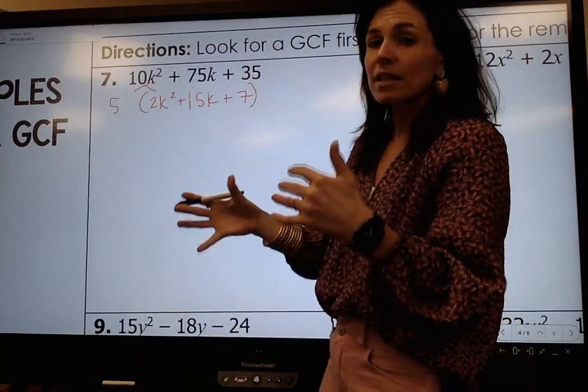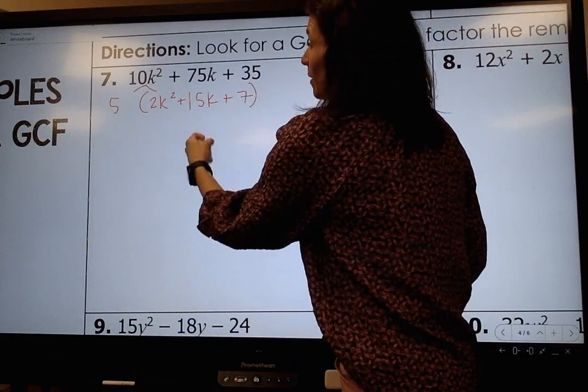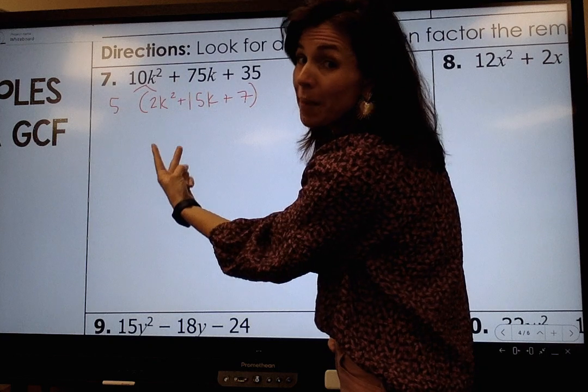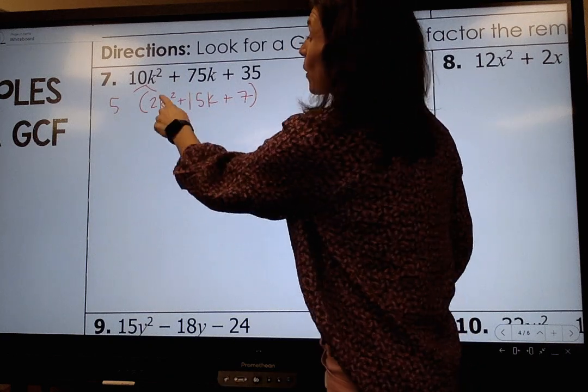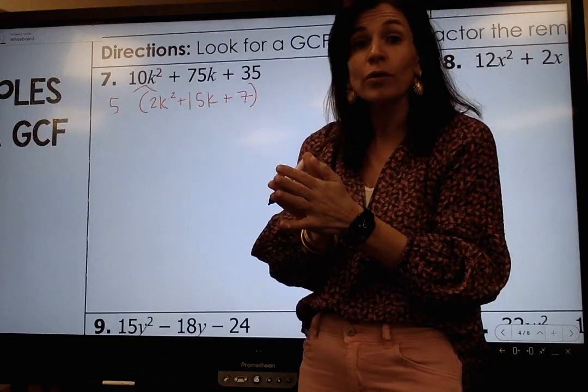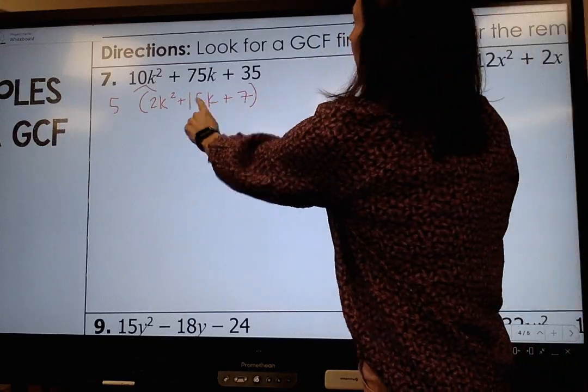But I can't stop factoring. I took my GCF out. It's not a difference of squares. It's not a basic trinomial, but it is a trinomial that I can factor where a is greater than 1. So I'm going to do that. I'm going to factor that. And I'm going to do the grouping method here.